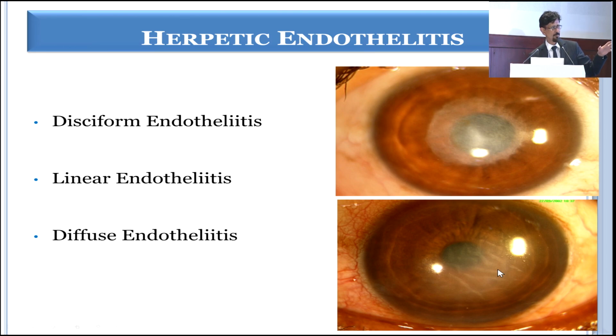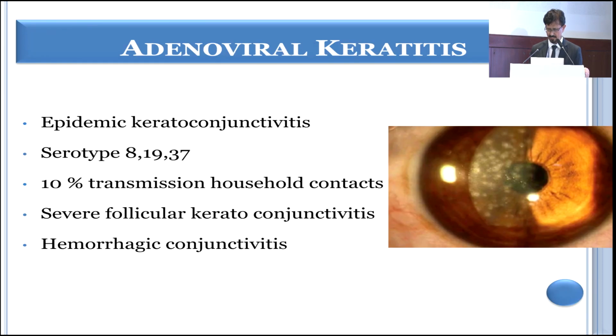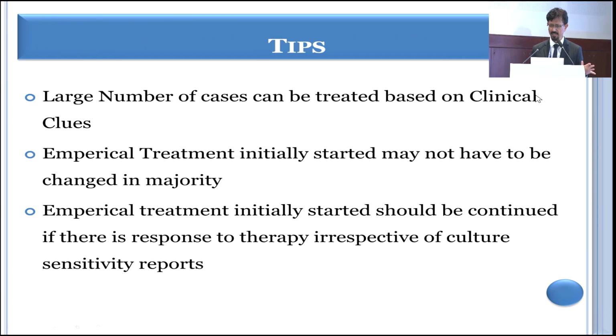Suddenly a patient develops coin-shaped edema or partial Descemet's folds, partial corneal edema, and you check the sensation. Sensation is dull. The first thing that should come to your mind is herpetic keratitis. And if you have subepithelial nummular infiltrates along with conjunctivitis, that can be adenoviral keratitis.